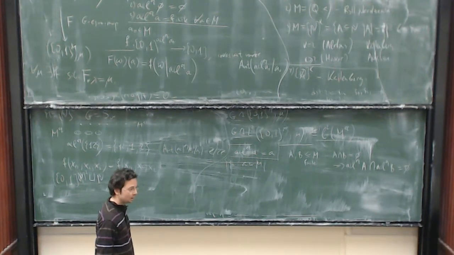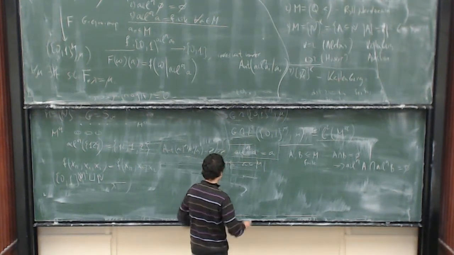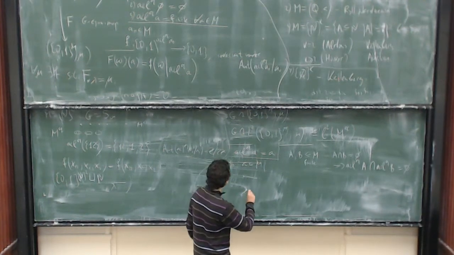And we want to prove that they're independent. So we know that the measure is ergodic. Okay, so it suffices to show. Okay, maybe I want to do something first.